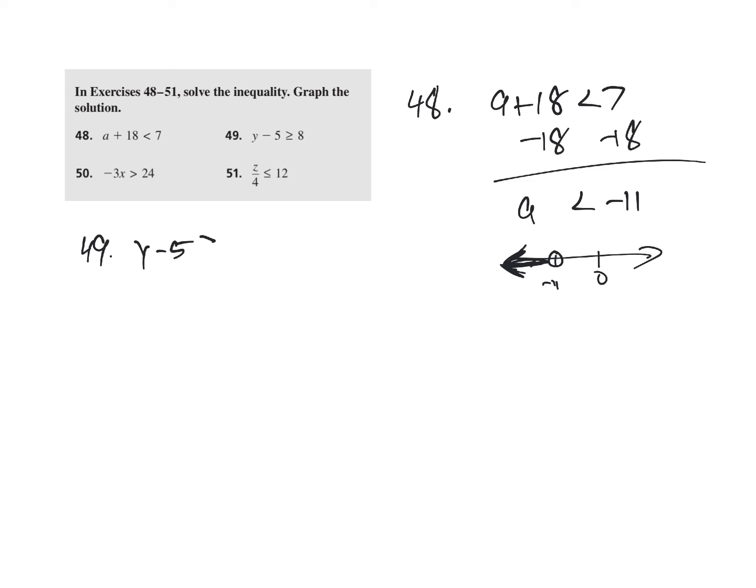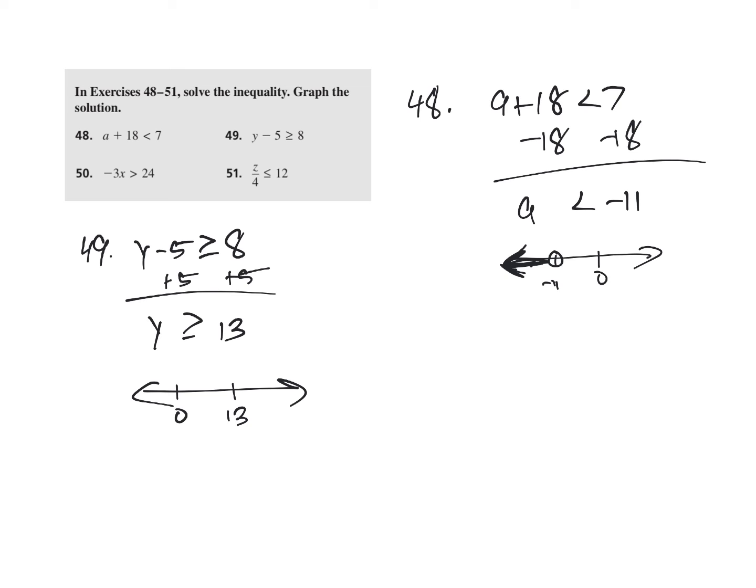Y minus 5 is greater than or equal to 8. So add 5. Y is greater than or equal to 13. So 0 is here, 13 is there. It's greater than or equal to, so equal to means you color it in. And it's greater than, so it's shaded to the right.